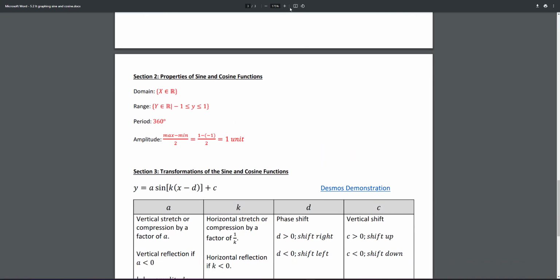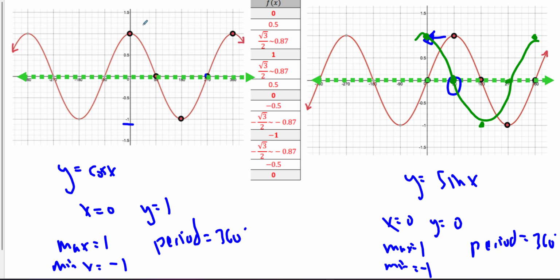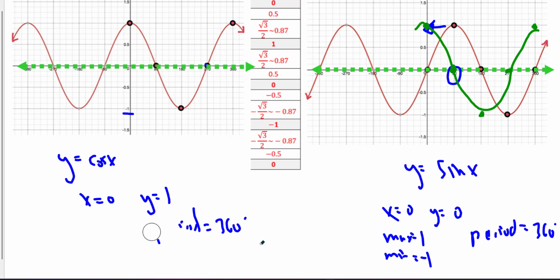So here are domain and range. That's important. Domain and range are also the same for both of these functions. The domain is all real numbers, because the function goes all the way to the left and all the way to the right. The range, however, is restricted between -1 and +1 because of the maximum and minimum points. The period is 360, and amplitude. What is amplitude? That is also a similarity between these two.